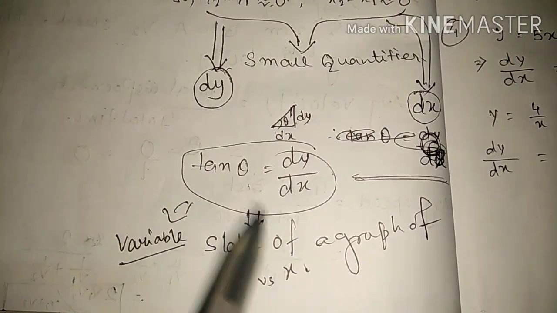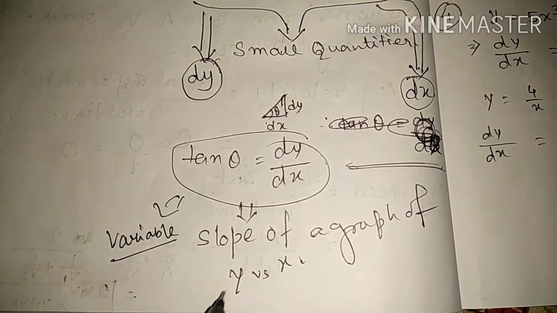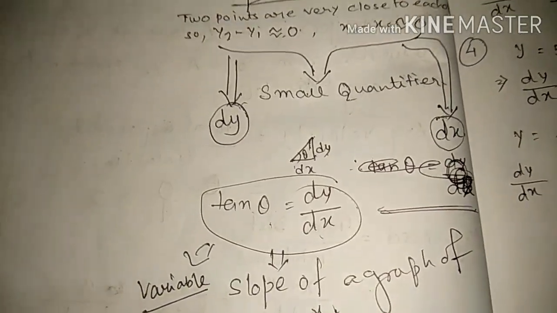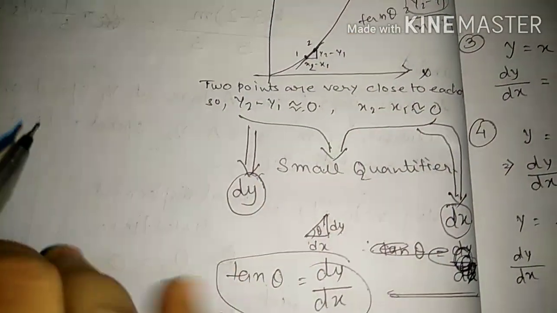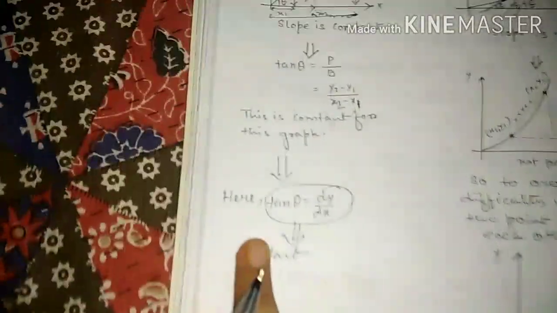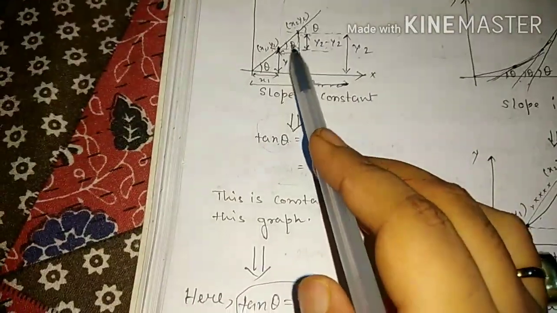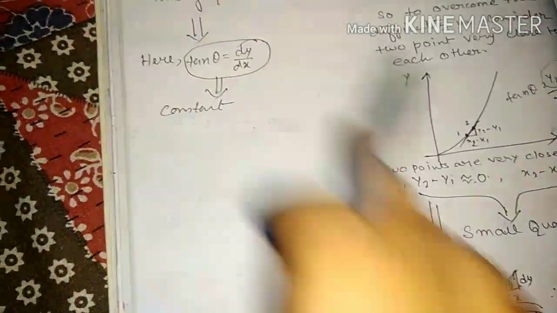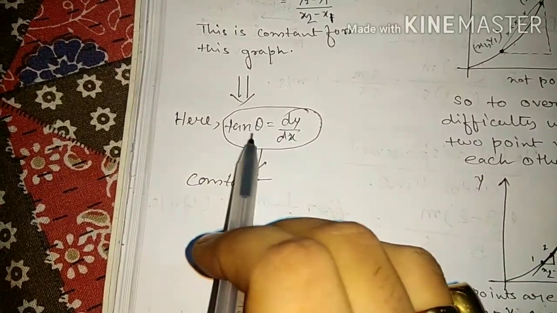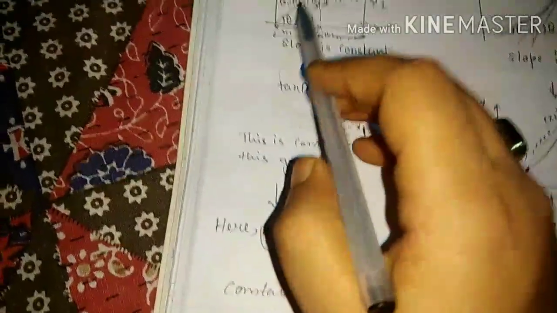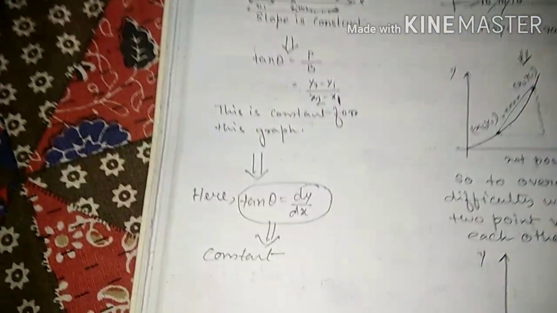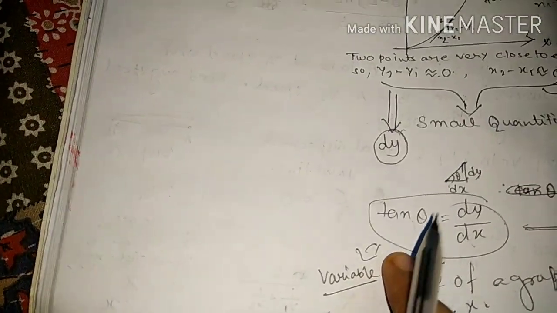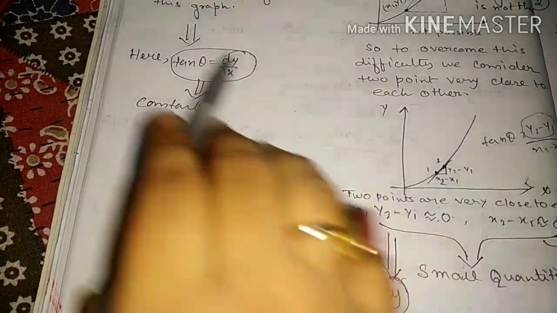This is for a variable graph. Tan theta equals dy by dx means the slope of the graph of y versus x. Now one question is there: can we apply this here also? Yes, we can consider these 2 points very close to each other, so here also we can write dy by dx. But what is the basic difference between these two? The value of tan theta, dy by dx, is constant at every point. Wherever you consider the 2 points, the tan theta value is the same, constant, but for this kind of graph the value is different. So that is the main difference.